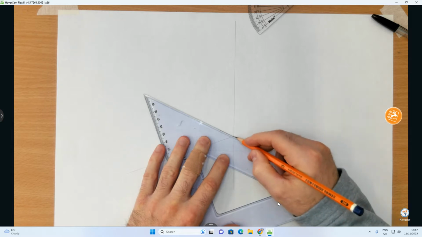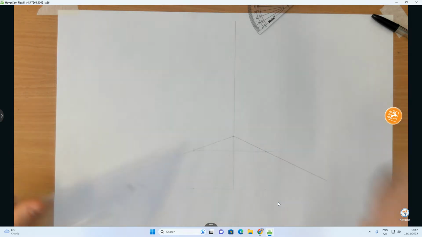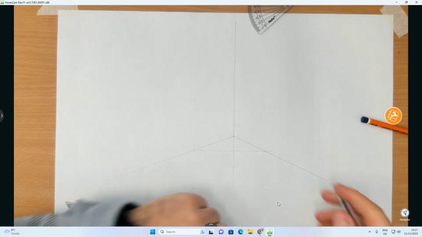I can draw in my X-axis. Now that I've got my axes, I'm going to label those.